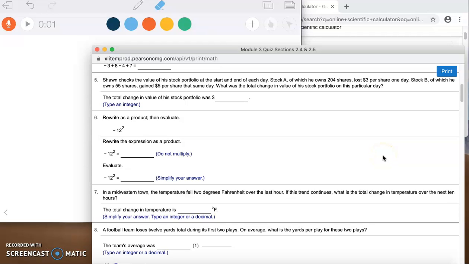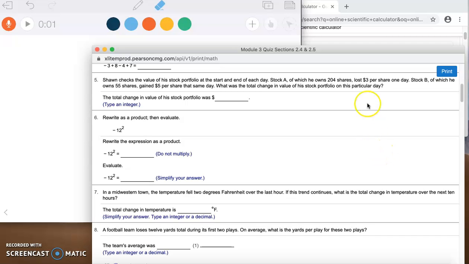Module 3 quiz, problem number 5. Sean checks the value of his stock portfolio at the start and end of each day. Stock A, of which he owns 204 shares, lost $3 per share one day. Stock B, of which he owns 55 shares, gained $5 per share that same day.